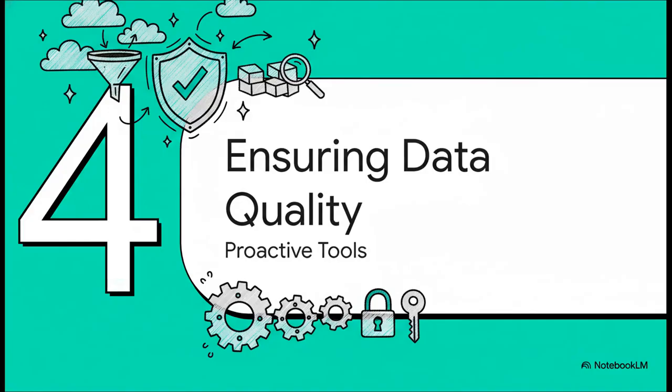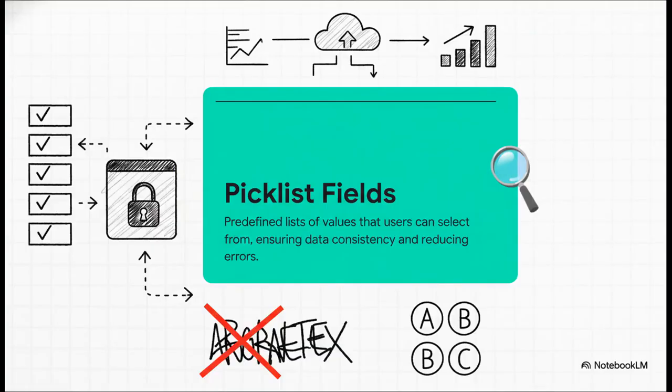All right, so we know how to get data in, and we know how to get it out and back it up. But what about its quality? How do we stop bad data from getting in the first place? That's what this is all about, being proactive. And the most simple, fundamental tool for data quality is the humble pick list. I mean, by just giving people a list to choose from, you get rid of typos, you make sure everyone uses the same terms. It's just so simple and so effective.